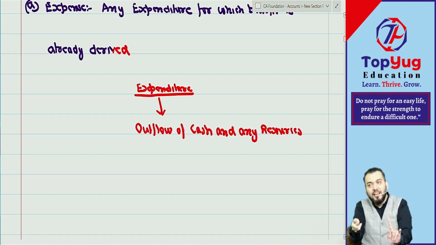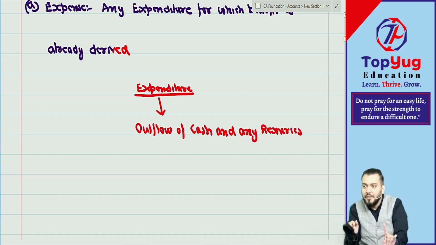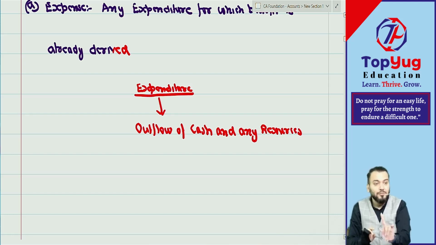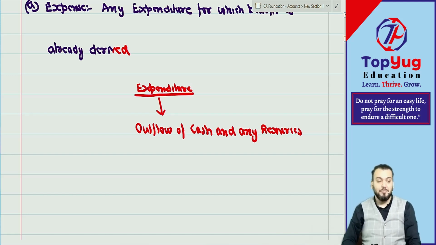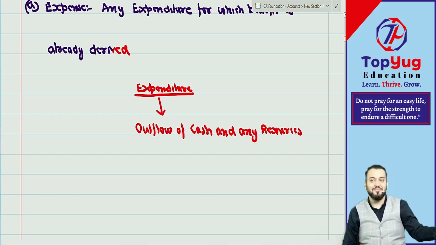You purchase an ice cream. Now just try to understand what I am saying. After purchasing, have you already derived the benefit? No. You purchase the ice cream and consume it, so the benefit is derived. It becomes an expense.